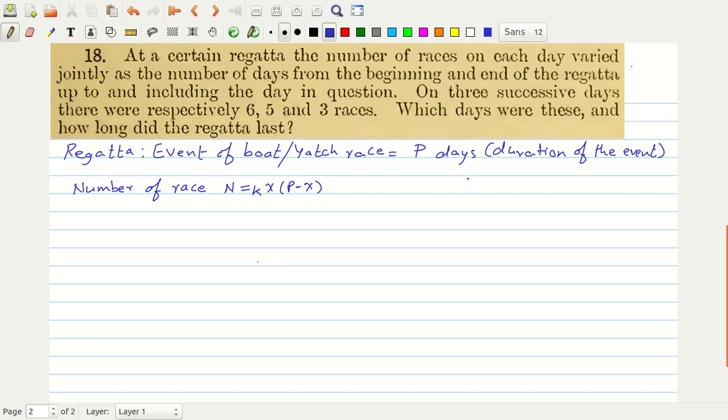What this problem is saying is that, just as an example, suppose p was equal to 30 and today is day number 1. So the number of races on this day will be equal to some constant times 1 times 30 minus 1, which is 29. So there will be 29 races times some constant. If the number of days is equal to 2, it will be k times 2 times 30 minus 2, which is 28. So this is the meaning of this question.